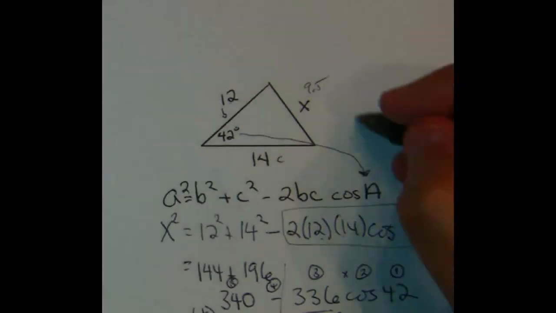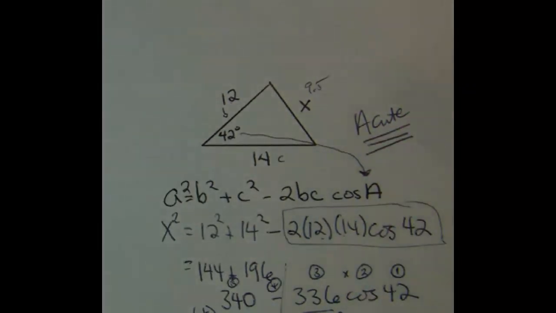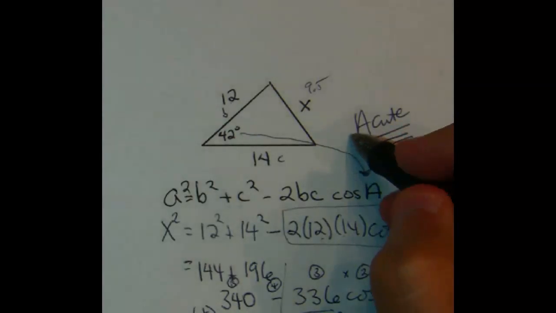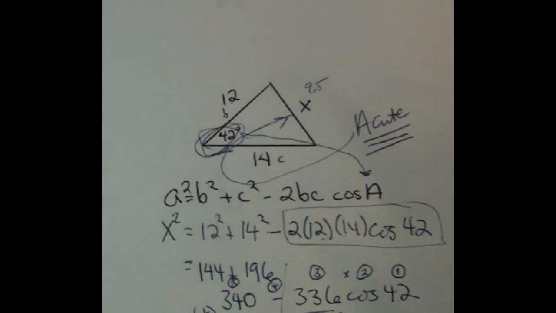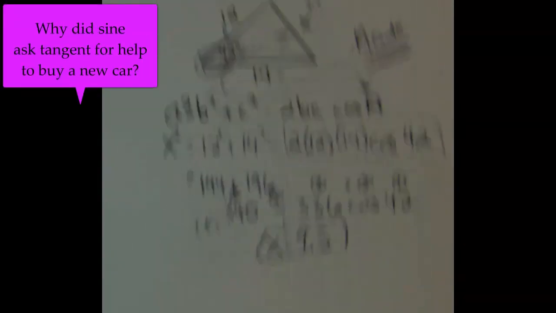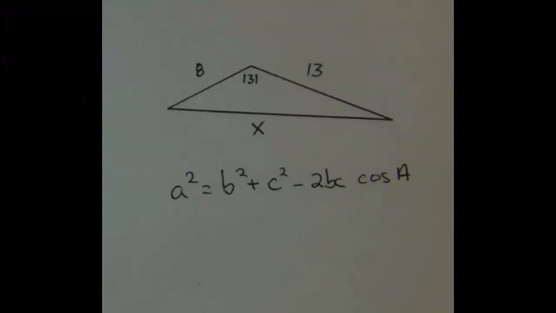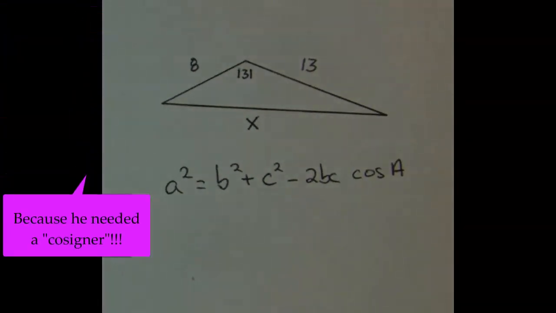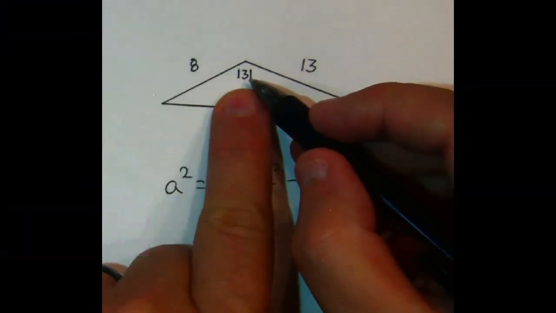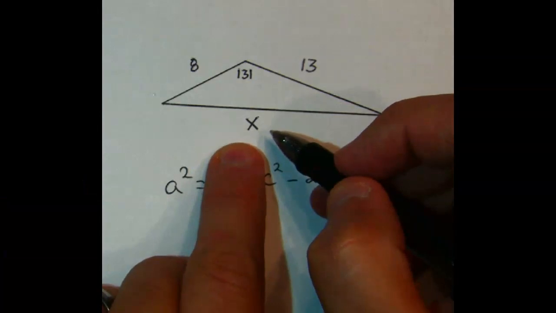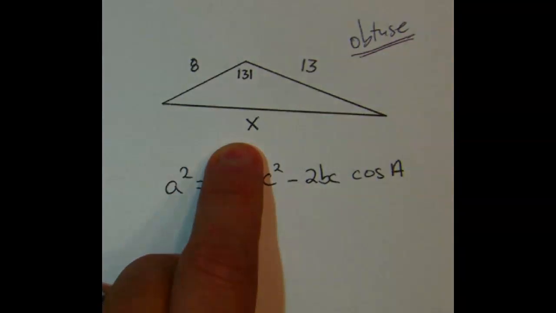Now this is for an acute triangle, or I'm sorry, I shouldn't say acute triangle, but an acute angle that's given, and you're looking for the missing side. Now let's look at our second example. It's going to be slightly different in the way you put it in your calculator because we have an obtuse angle that's given with the opposite side. Alright, you'll see what I mean here in just a second.